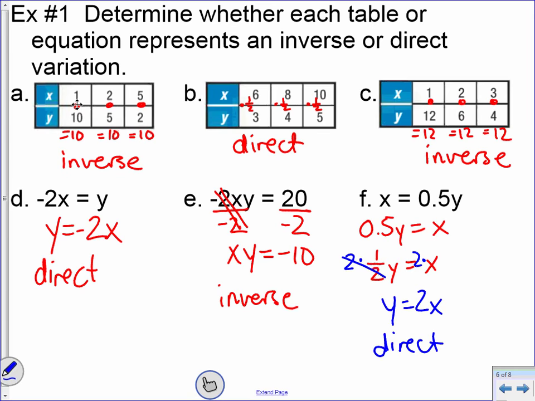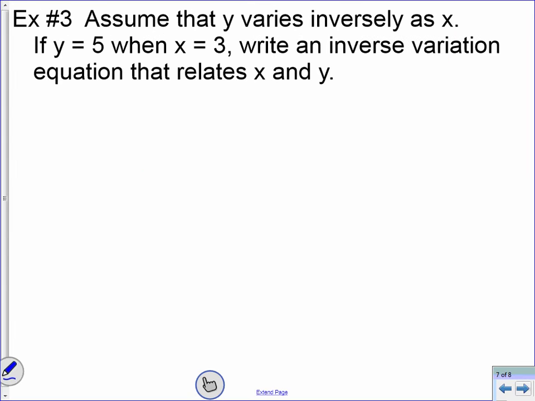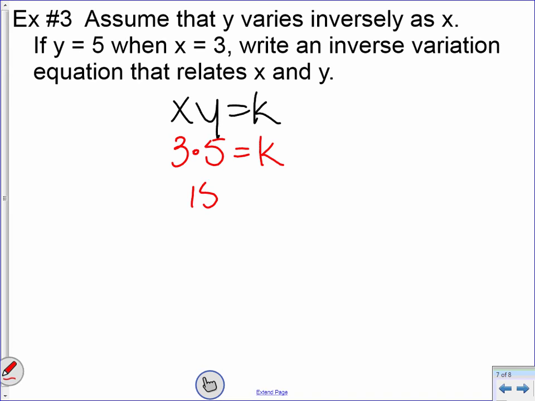Lastly, let's take a look at some word problems for inverse. So this one says to write an equation that's an inverse variation equation from the information y is 5, x is 3. So remember, my formula is y equals k over x. 5 goes in for y, 3 goes in for x. 3 times 5 is 15, so k is 15. Now, if it asked me for the constant, I'd be done. But it asked me for an equation. So it's not y equals kx, it's xy equals k. And what's k? 15.